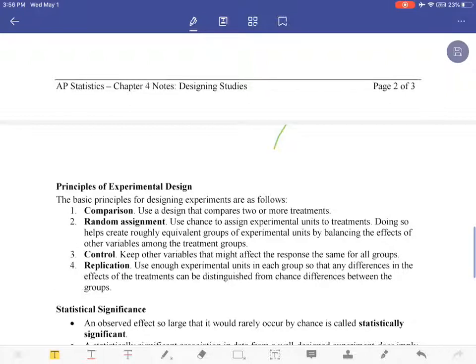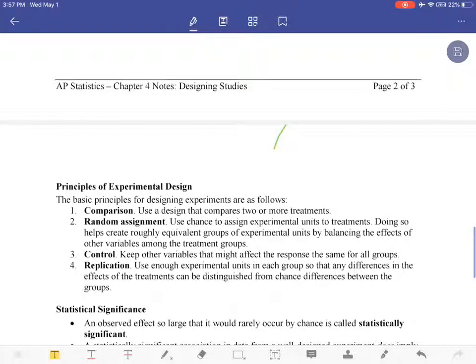Random assignment, we want to randomly assign the treatments just to eliminate bias. Remember, we can even have a double-blind experiment when the person administering the treatment doesn't even know what the treatment is, to help reduce that bias. So random assignment is essential because we don't want people picking their own treatment because that could influence our results and give us bias in our experiment.